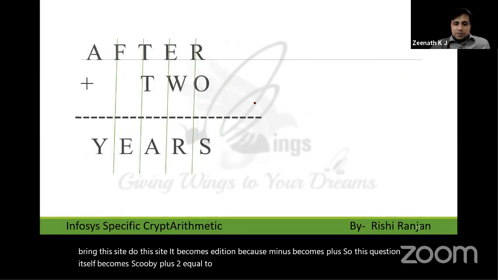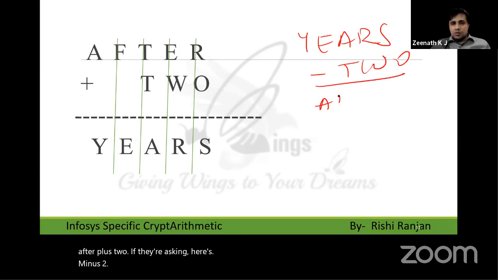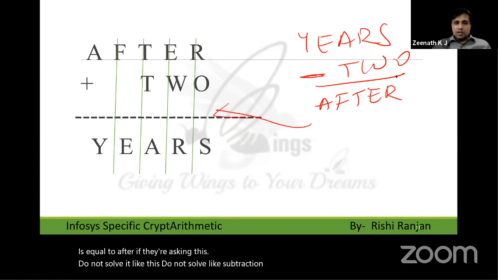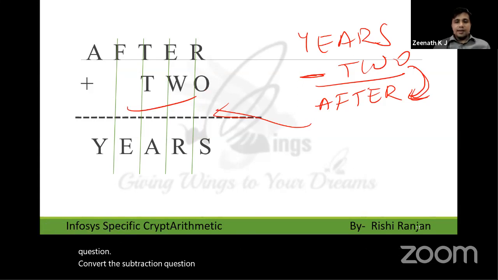Similarly, in this question, if they're asking, instead of plus two, if they're asking minus two is equal to this, do not solve it like this. Do not solve it like subtraction. Convert this into addition. Means bring the two to this side. If you bring it to this side, minus becomes plus. So it becomes an addition question. So convert the subtraction question into an addition question, and then you get the answer. This question becomes easy.